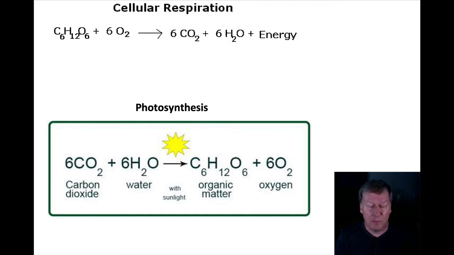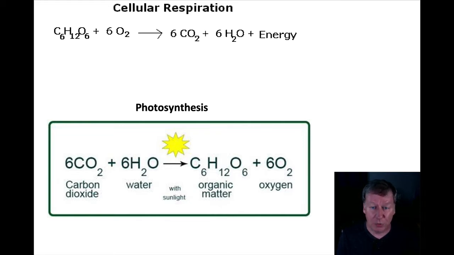Over the past week, we've been going over one of the major metabolic pathways that occurs in AP biology, cellular respiration. Today, we're going to switch gears and look at the other major metabolic pathway that's covered, photosynthesis. So first off, let's look at the chemical formulas for each of these.